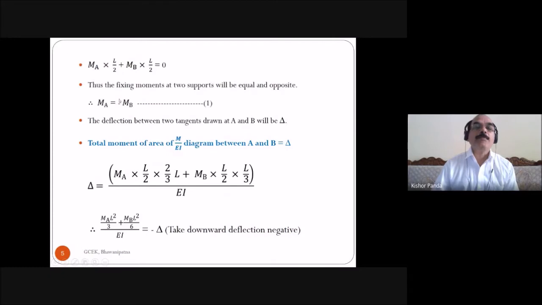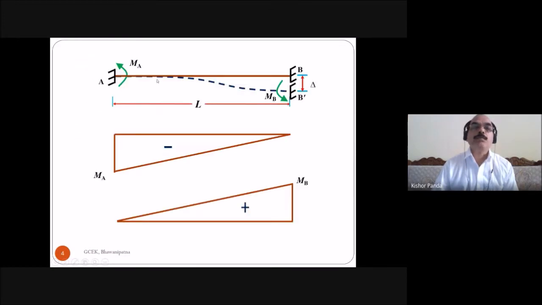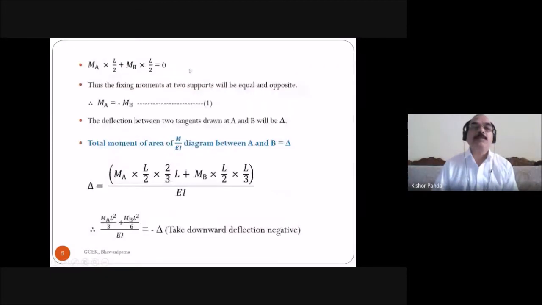So MA into L by 2 plus MB into L by 2 is equal to 0. This is the area of the M by EI diagram, which is equal to 0, since the slope at A and B dash is equal to 0. So you have to take the area of the M by EI diagram equal to 0. Thus the fixing moments at the two supports will be equal and opposite. After simplification, you will get MA is equal to minus MB. This is your equation 1.